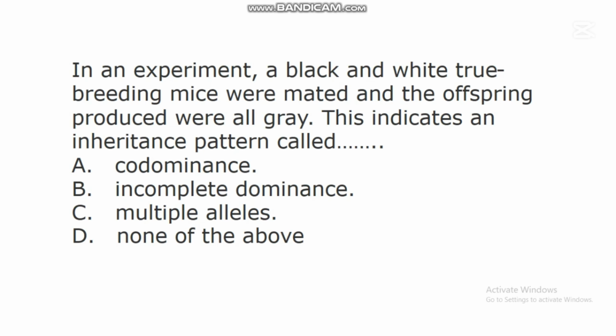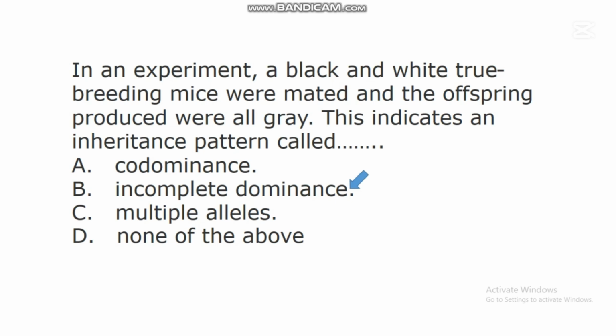The next question says, in an experiment, a black and white true breeding mice were mated and the offspring produced were all gray. This indicates an inheritance pattern called dash. A. Codominance. B. Incomplete dominance. C. Multiple alleles. D. None of the above. In this question, the correct answer is B.